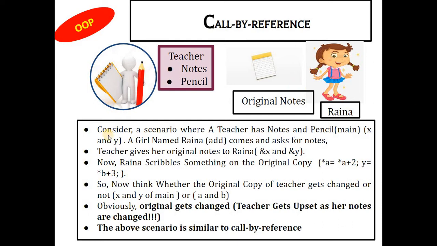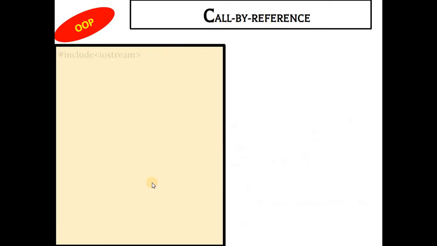if x and y are there and the add function is there, and you call by reference and write add ampersand x comma ampersand y, you are passing the address of x and the address of y. So when you write asterisk a plus 2, it means you are changing the value at the address of x as x plus 2. The value of x, that is 2 plus 2, will become 4, and 3 plus 3 will become 6. Okay. So you see call by value and call by reference.